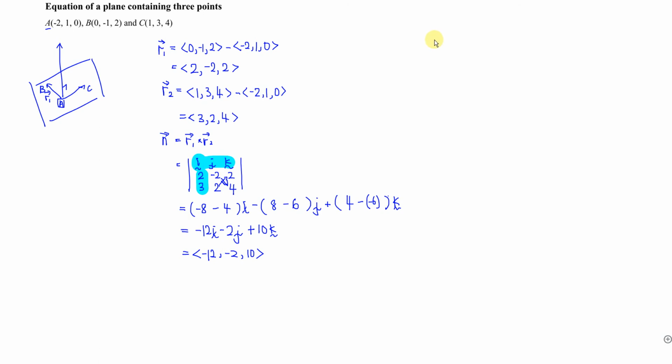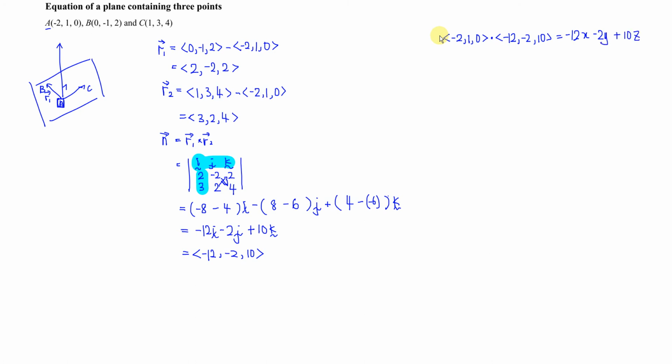Okay, now let's proceed to form the equation. We have a common point which is A. So we have negative 2, 1, and 0. And we dot with the normal vector negative 12, negative 2, and 10, and this will form the equation. We just replace the normal vector components i, j, k with x, y, z. So we have negative 12x minus 2y plus 10z.